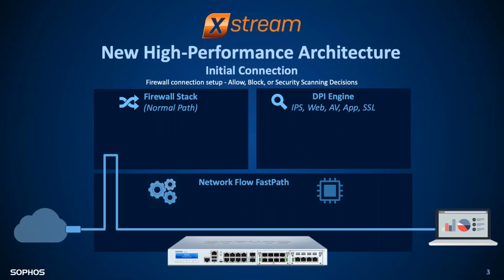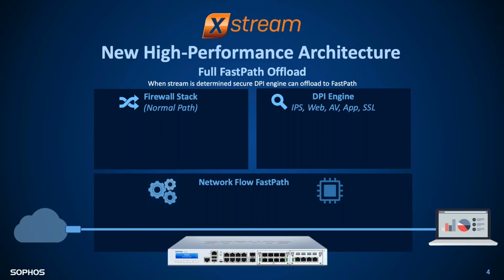When it comes to how this works, when a connection first establishes, the initial connection is processed by the firewall stack, which looks up the firewall rules and policies and makes the decision whether to allow, block, or apply security scanning to this connection. If there are no security policies applied to the firewall rule, the traffic will no longer go through the DPI engine, and it directly egresses out of the firewall. Because the security policies are not being applied, the DPI engine is completely bypassed. This is the final state of the data path the connection takes to achieve FastPath. This is true for both 17.5 and V18.